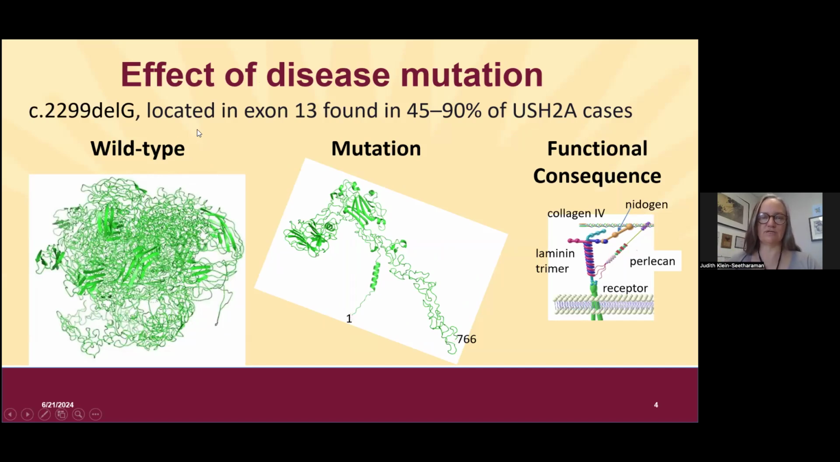AlphaFold is a new prediction method that allows us to take a sequence as an input and predict what that sequence of amino acid building blocks looks like in three-dimensional space. And so what you can see here on the left-hand side is the prediction of AlphaFold for USH2A in the full-length wild-type unmutated structure. And you can see that it's predicting a big hairball.